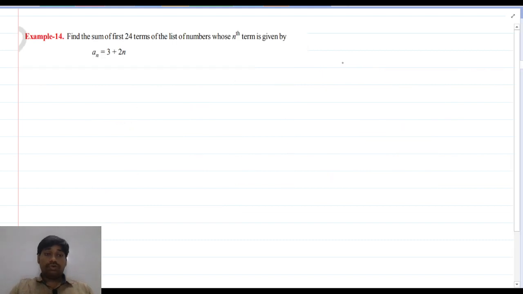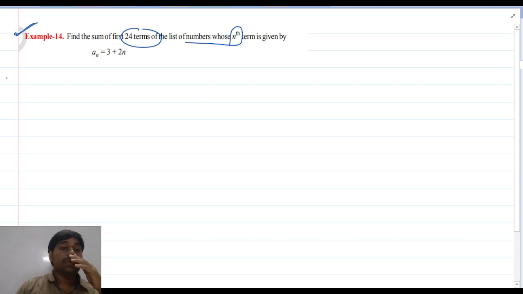So here we go with the 14th question. Find the sum of the first 24 terms of the list of numbers whose nth term is given. Whenever the nth term is given, we can find the terms of that series.